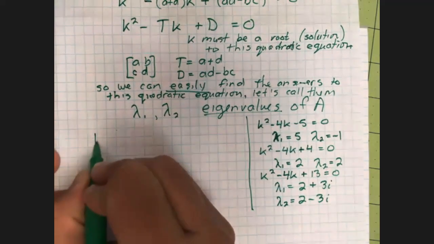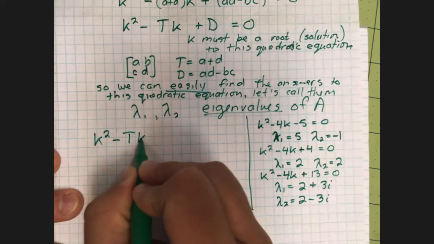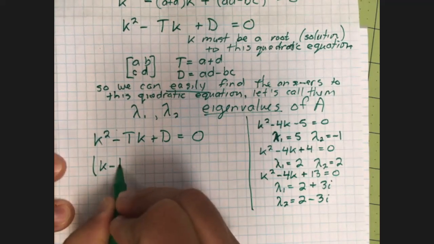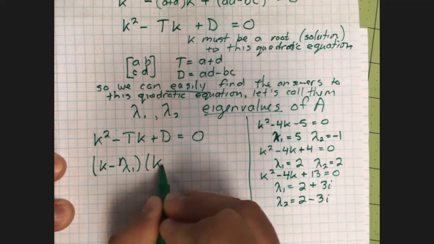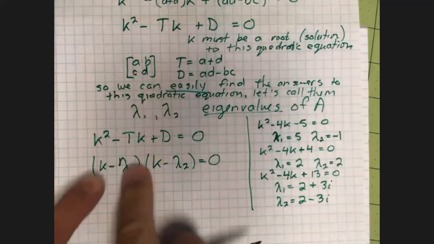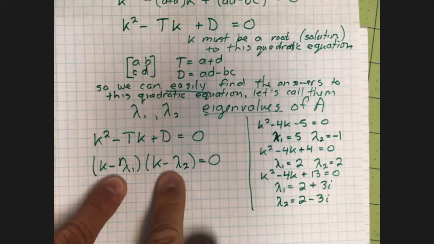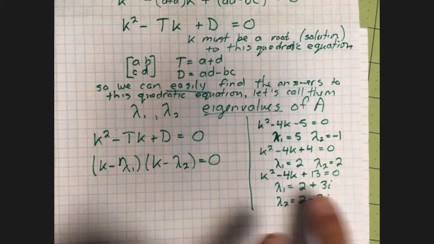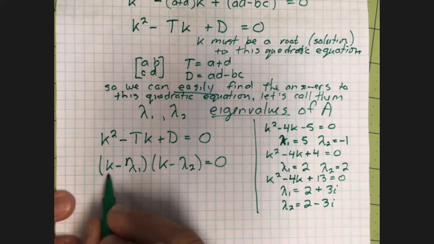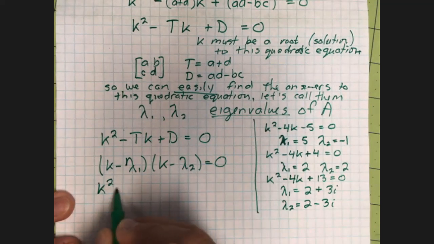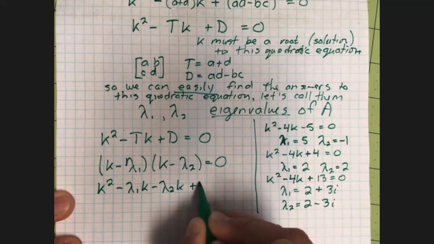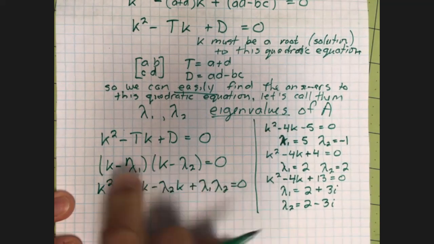But let's compare k squared minus tk plus d with the product of k minus lambda 1 and k minus lambda 2. Because if these are the roots of that quadratic equation, then this quadratic equation factors. Now factoring includes repeats and factoring includes complex numbers, which looks really ugly. But let's just say it does legally factor. Now multiply this expression out. What do you get? K squared minus lambda 1 k minus lambda 2 k plus lambda 1 times lambda 2 on the very end. The two negatives make a positive.